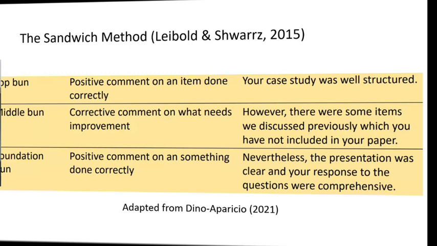So here is an example of an approach or a method on giving feedback. It's the sandwich method. Sandwich method would be approaching feedback in such a way that it would give first a positive comment on an item done correctly, and then the next part of the feedback would be corrective comments on what needed improvement, and the last comment that will be given is another positive comment. So the pattern of the sandwich method is positive, negative, positive comment, or top bun, middle bun, or foundation bun.